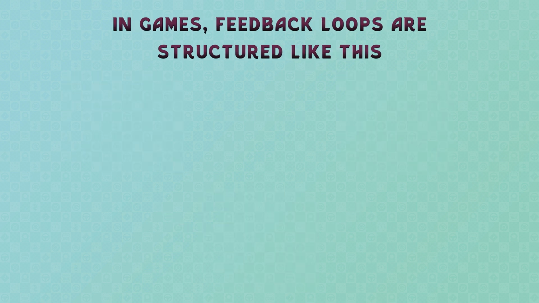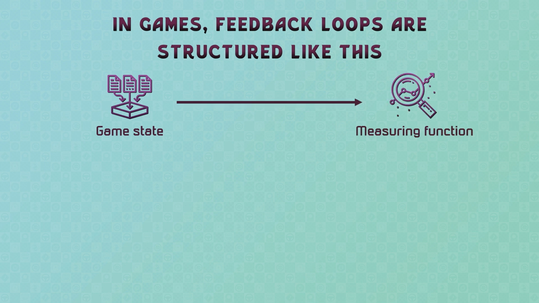In games, feedback loops are structured in a very similar way, just that here we have the game state. You can think of the game state as a collection of all the variables of the game at a particular point in time. So in an RPG, it would be the position of your character, how much health points you have left, all of the items that are equipped, the locations of nearby enemies, and so on. Then there's a measuring function, which analyzes a particular part of the game state. And even though measuring function is a big word, it could just be a single line in your code that checks for a particular variable in the game.